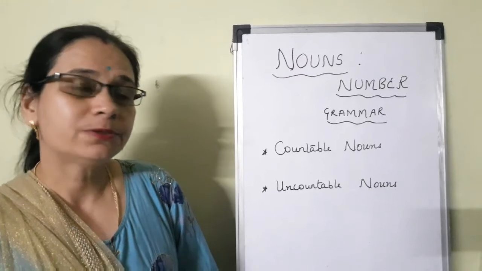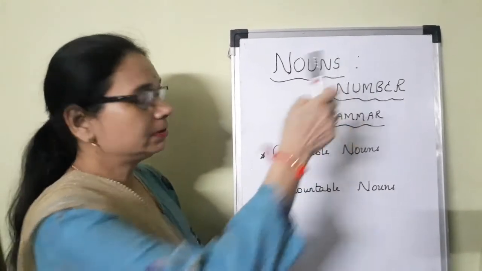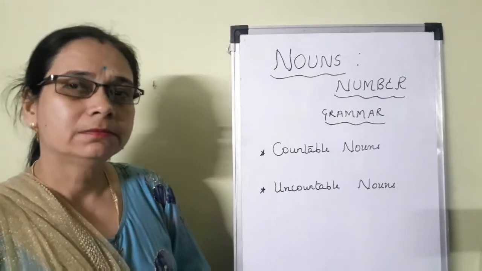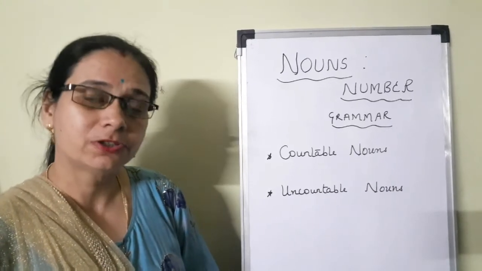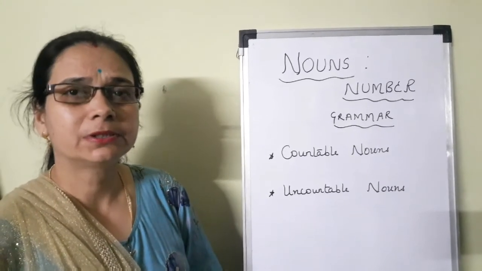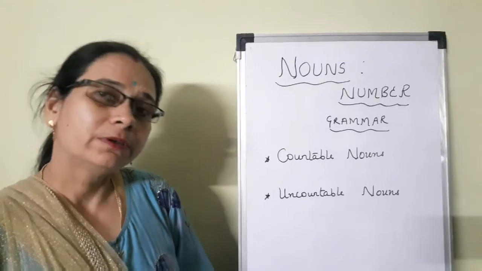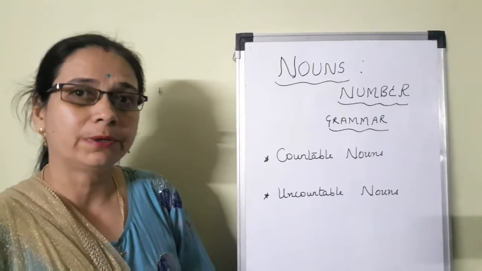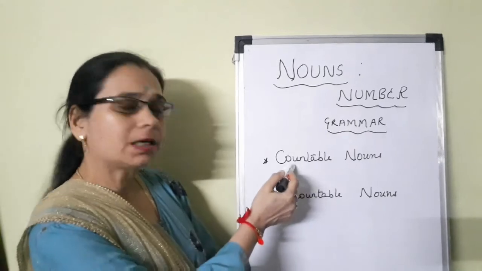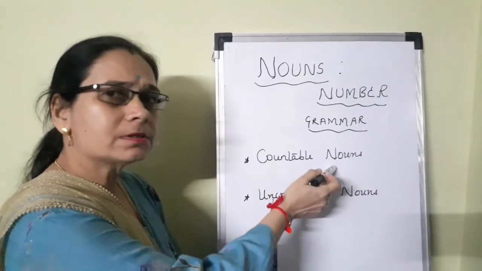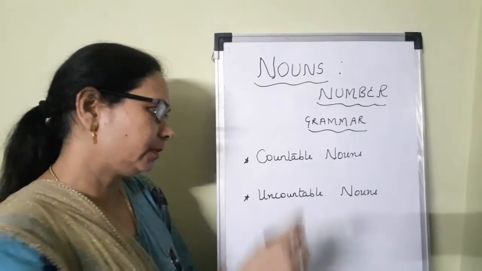Today, we are going to do nouns number. What does it mean, number? You all are very much familiar, isn't it, children? Number means which can be counted. So here, we are going to study 2 different types of nouns. Countable nouns and uncountable nouns.